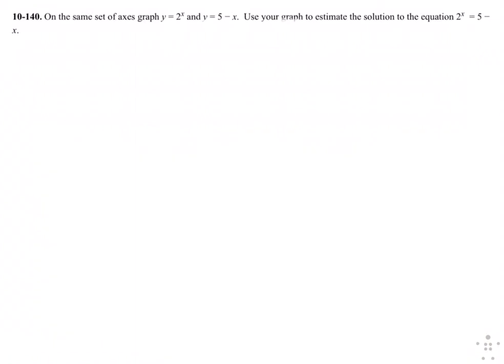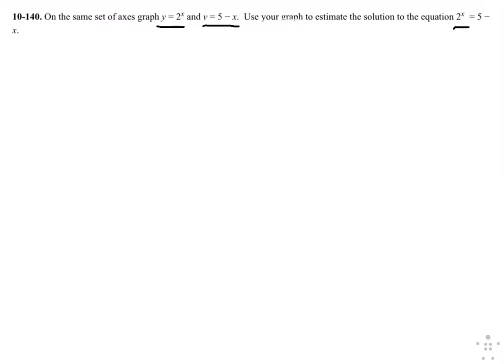140, clearly you're going to be able to graph this much nicer on Desmos, but let's see what they're asking. So first they want us to graph these two equations, right? The first one is exponential, the second one is linear, right? And then they want to use the graph to estimate the solution to the equation.